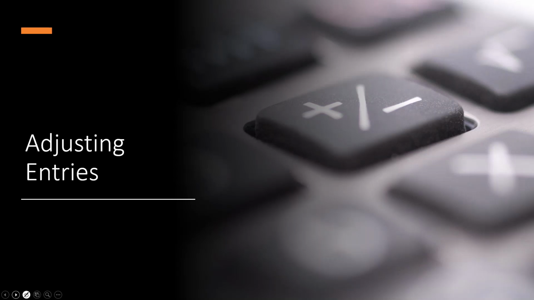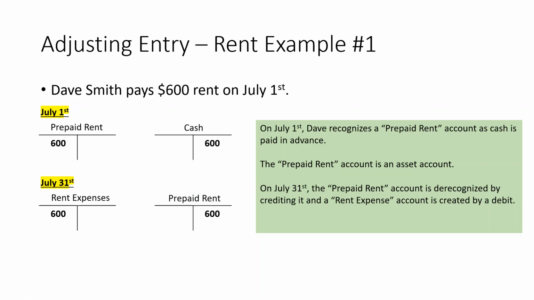They're slightly more complex. So let's get to it. The first example will be a rent example. Let's say Dave Smith pays $600 of rent on July 1st, and this will just be for the month of July. So he recognizes a prepaid rent account in which he debits it for $600. And then, since he's paid cash, he's going to credit cash for $600 because that's how much cash has gone out of the company.